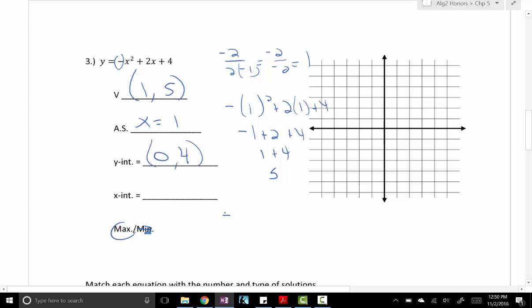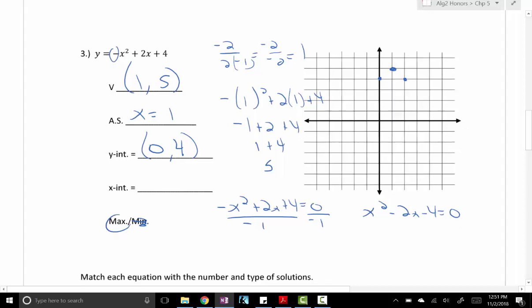And if we have negative x squared plus 2x plus 4 equals 0, for the x-intercept, if we divide by negative 1, we have x squared minus 2x minus 4 equals 0. Well, this is not going to be good. So let's take a look at what is happening. We have (1, 5). We're going to open down. So we know this so far. That gives us our (0, 4). So we should get x-intercepts. Problem is this is not factorable.